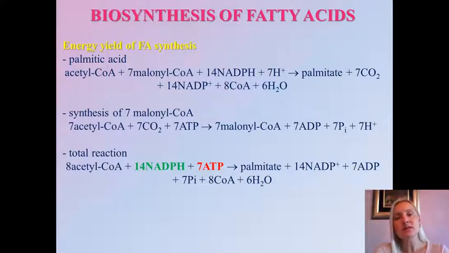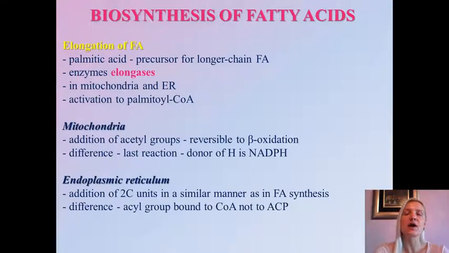But for the biosynthesis of fatty acids with more carbon atoms, like 18, 20, and so on carbon atoms, palmitic acid has to undergo elongation. So palmitic acid is going to be the precursor for longer chain fatty acids. And this elongation is completed by the action of enzymes called elongases. This process of elongation may occur in both mitochondria and endoplasmic reticulum. But regardless of the localization where it takes place, activation to palmitoyl coenzyme A is necessary.